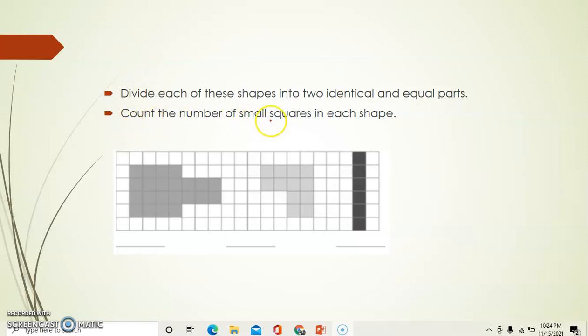Divide each of these shapes into 2 identical and equal parts. Count the number of small squares in each shape. So, you have to divide this into 2 identical and equal parts. For identical and equal parts, we have to find the line of symmetry. When you look at this picture, you can see the line of symmetry.